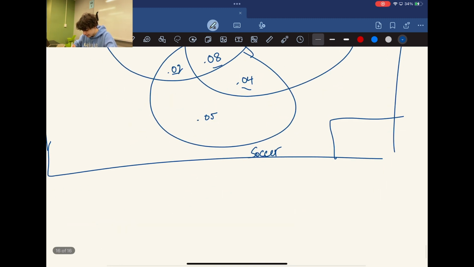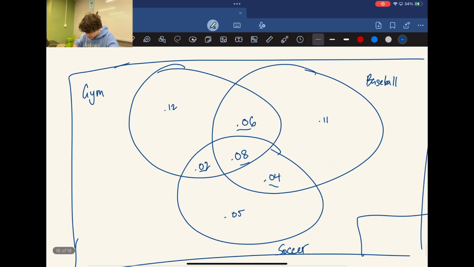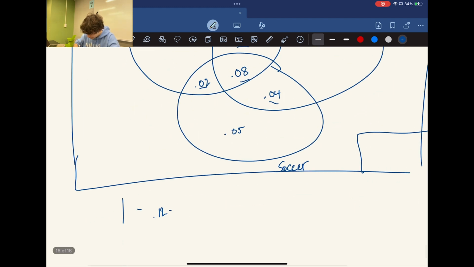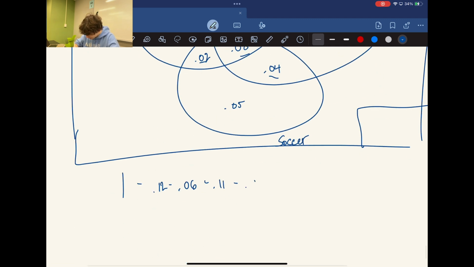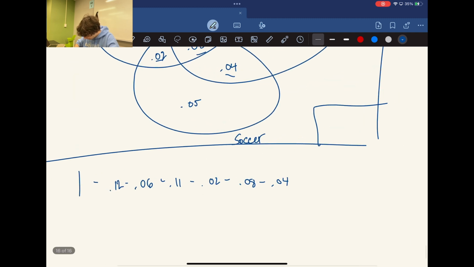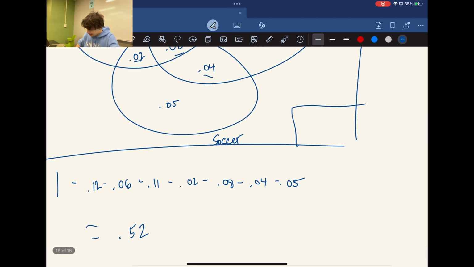So the formula for that is we're just going to take the sum of all the probabilities, so 1, and then subtract everything that we had before. So we're going to subtract 0.12, we're going to subtract 0.06, we're going to subtract 0.11, we're going to subtract 0.02, 0.08, 0.04, and 0.05. And so we get an 88, 82, 71, 69, 61, 57. We got 0.52, which goes in that box on the outside.